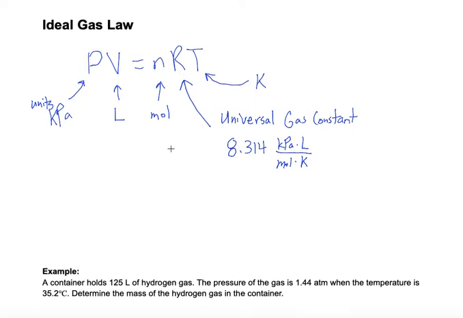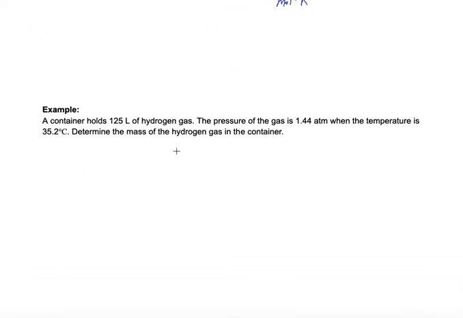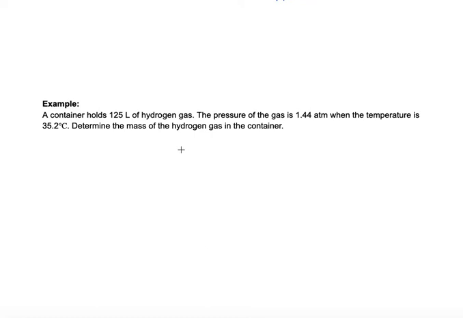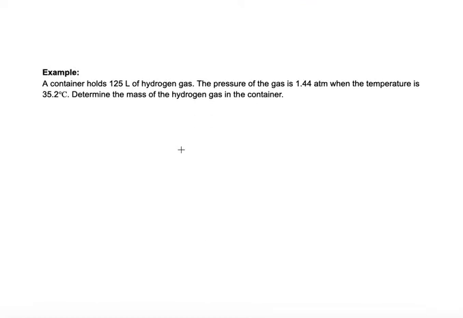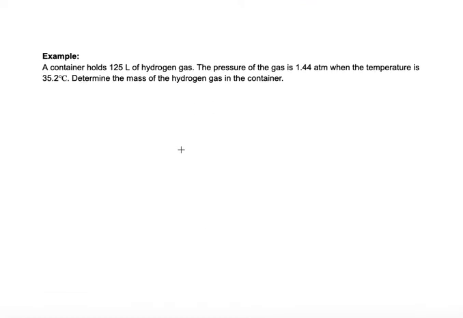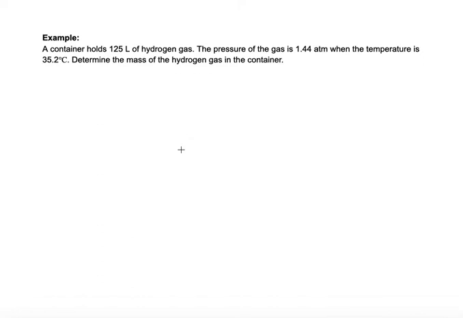We're going to try this problem that you see at the bottom of the page, where we have a container that has 125 liters of hydrogen gas. The pressure of the gas is 1.44 atm when the temperature is 35.2 degrees Celsius. And they want us to determine the mass of the hydrogen gas in the container.